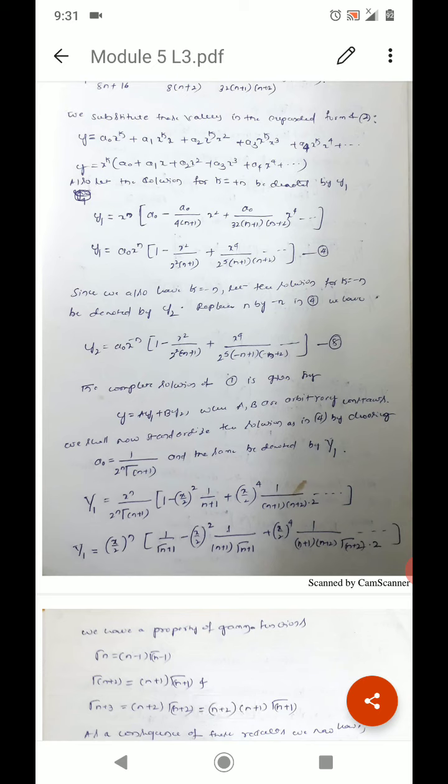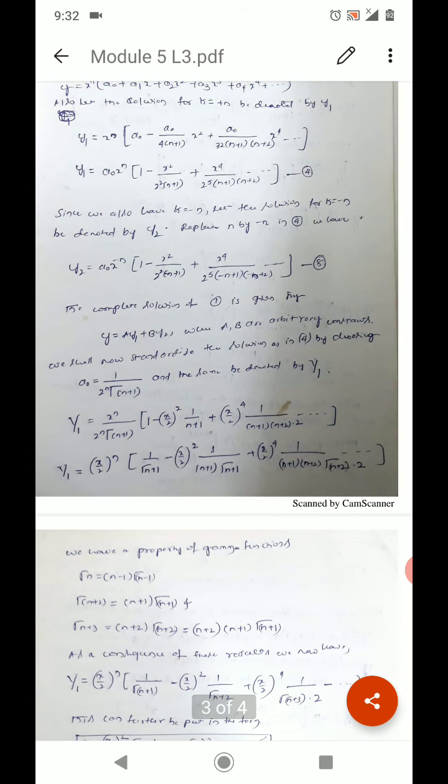Also we have k is equal to minus n. So for k is equal to minus n, we take y as y2 and replace n by minus n in equation 4. So y2 becomes a naught into x power minus n of (1 minus x square divided by 2 square of (minus n plus 1) plus x power 4 divided by 2 power 5 of (minus n plus 1) into (minus n plus 2), etc.) So this is equation 5. Now the complete solution of equation 1 can be given by y is equal to a y1 plus b y2, where a and b are arbitrary constants.